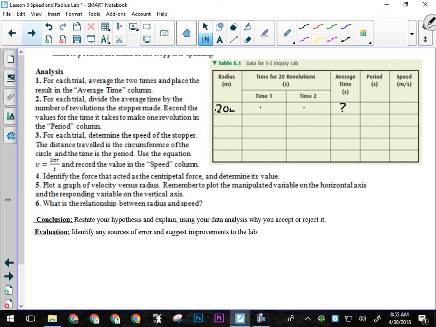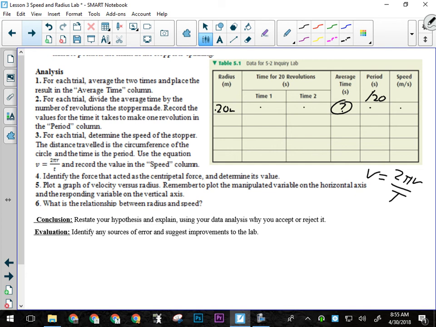Then to get period, you're going to take this time and divide by 20, because it was 20 revolutions. That'll give you the period, and then you can calculate the speed using v equals 2 pi r over t. So that's how you'll fill in that chart. Pretty straightforward stuff. That's what parts 1, 2, and 3 are talking about there. It's basically just telling you how to fill in the chart, which is what I just did.